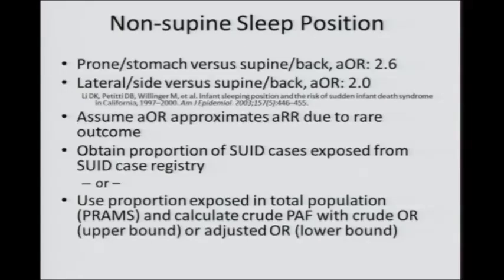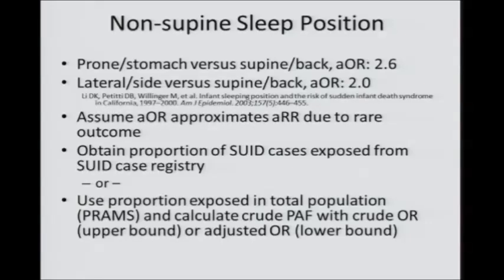So prone or stomach versus back sleeping is associated with an adjusted odds ratio of 2.6. And side positioning versus back sleeping is associated with an odds ratio of 2.0. And because SUID is a rare outcome, we can assume that that odds ratio approximates the relative risk. And we can obtain the proportion of SUID cases exposed, perhaps from a SUID case registry.